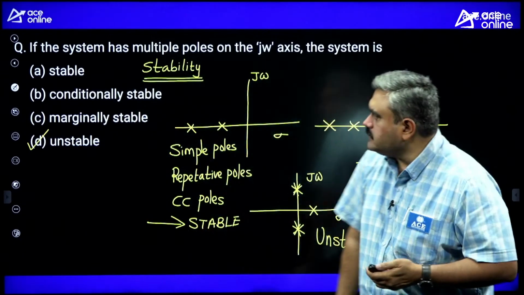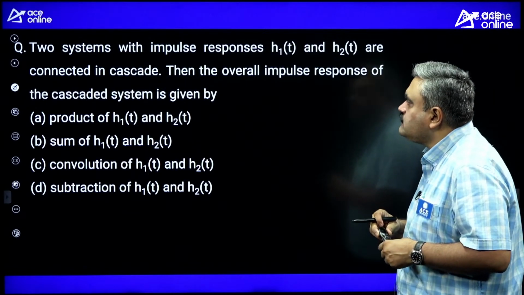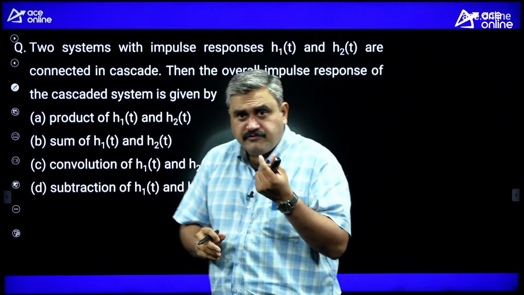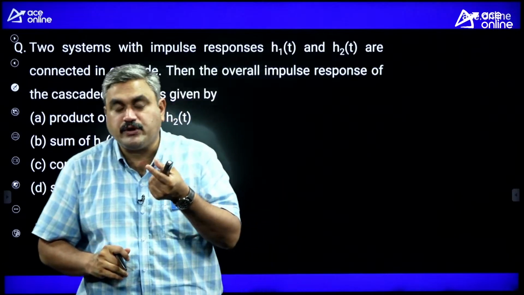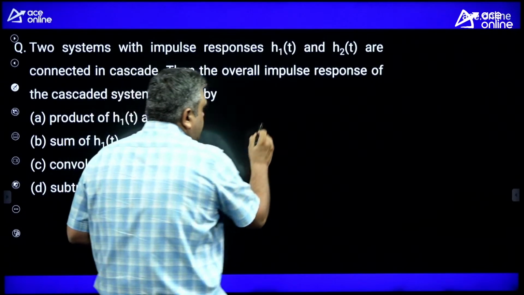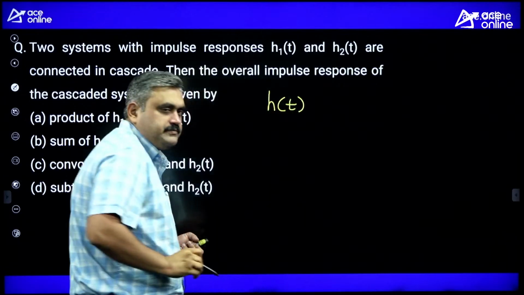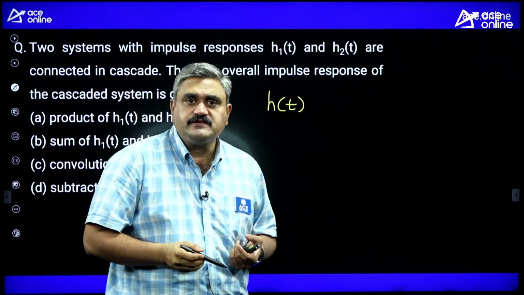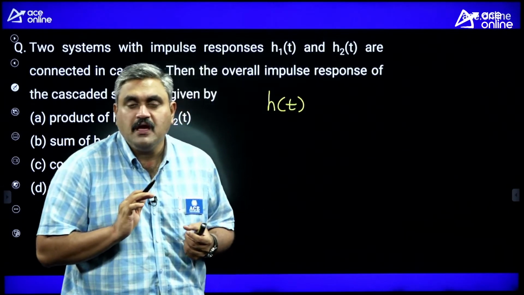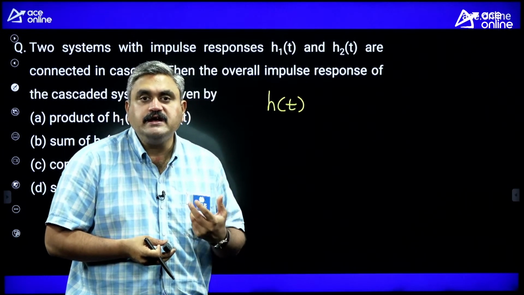Clear? Right. Next. Two systems with impulse responses h1 of t and h2 of t are connected in cascade. Then the overall impulse response is dash. I told you the first part is signals and systems where you can get one question, so this is the area where you can focus. You have an impulse response. The impulse response of a system will tell all the properties of your system, whether your system is causal, whether it is stable. That is the reason the impulse response plays a very important role in identifying the properties.